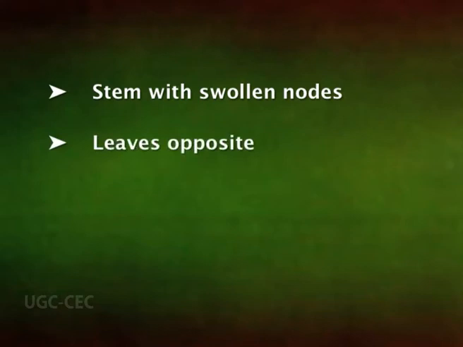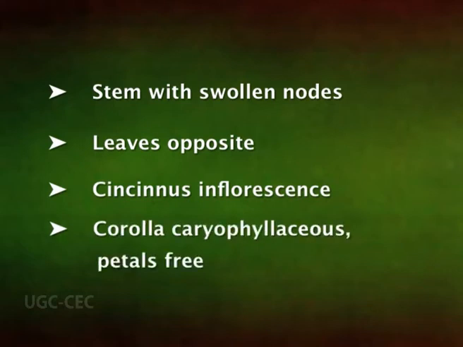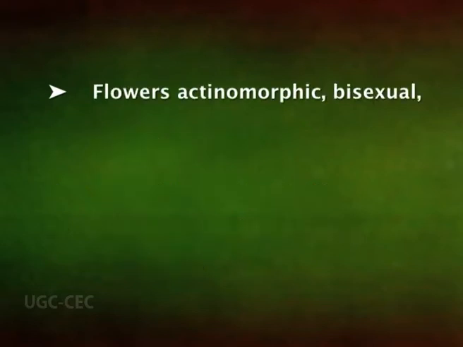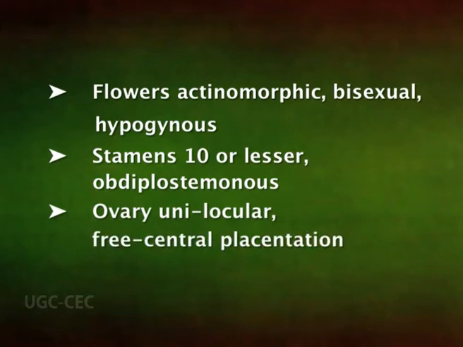The family Caryophyllaceae has certain distinguishing characters, that is, those characters that are almost always present, and these include stem with swollen nodes, leaves always opposite, cincinnous inflorescence, corolla caryophyllaceous and petals free, flowers actinomorphic, bisexual and hypogynous, stamens 10 or fewer and obdiplostemonous, ovary unilocular with free central placentation, and fruit a capsule opening by teeth or valves.